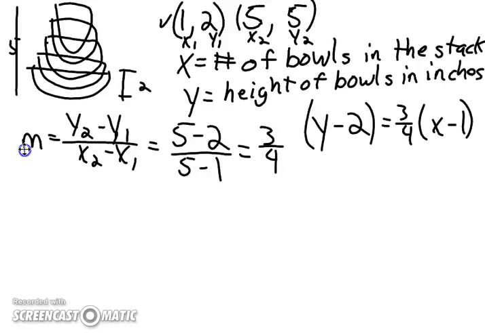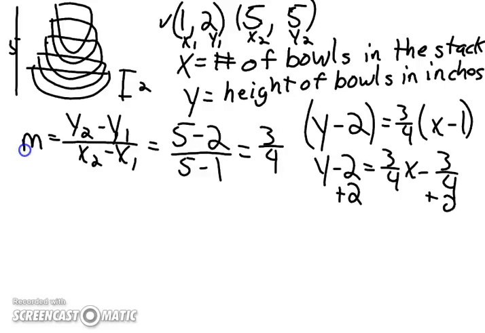So the first thing we do here is distribute. So y minus 2 equals 3/4 x minus 3/4. And then the last part here is to add the 2 to get the y alone, to make this y equals mx plus b. So y equals 3/4 x plus, you can either write this as 5/4 or 1 1/4. I'll write it in proper as 5/4. And that's the answer to part A.